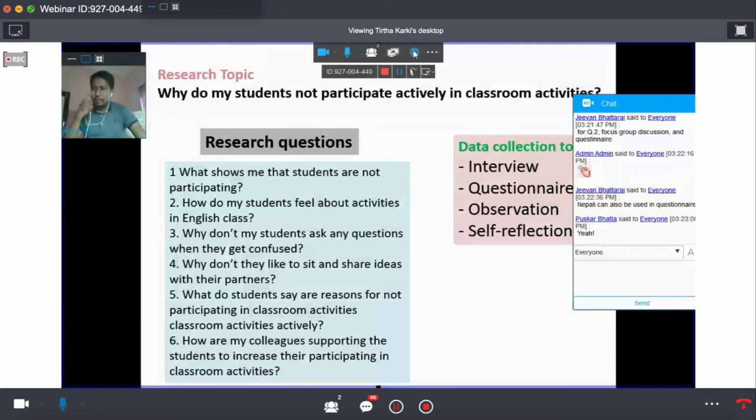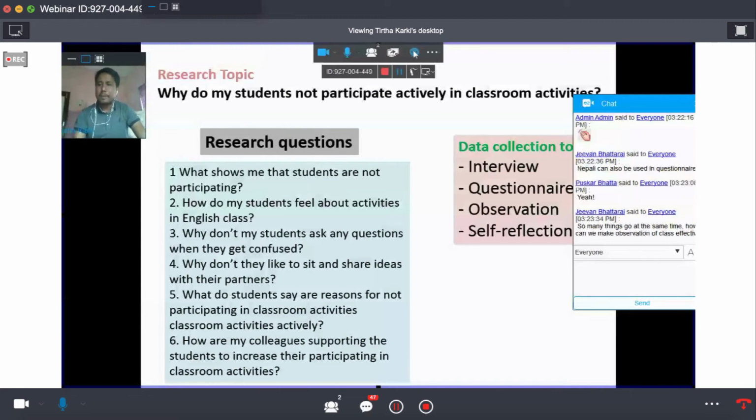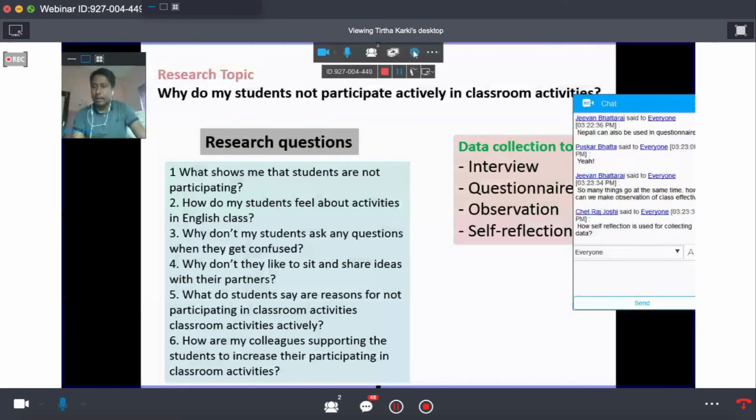Yes, definitely. Because if our intention is to collect the responses from the students, in this sense, using Nepali even to collect the questionnaire, I believe won't be less effective. So many things go at the same time. How can we make observation of class?